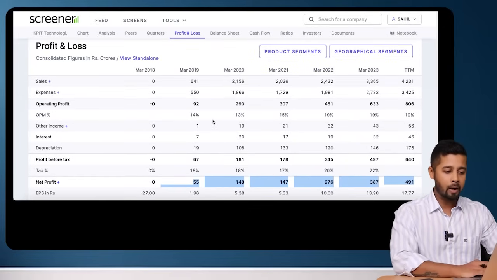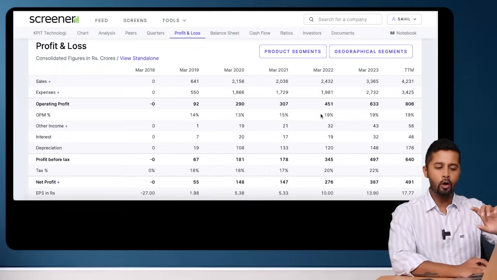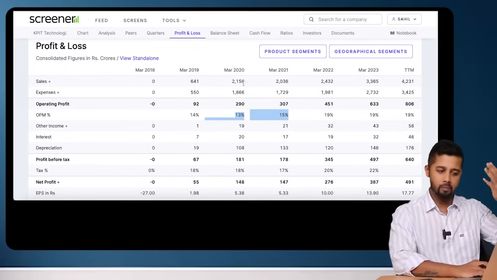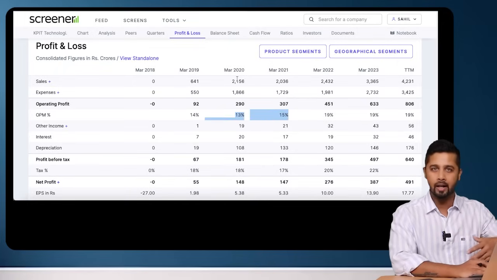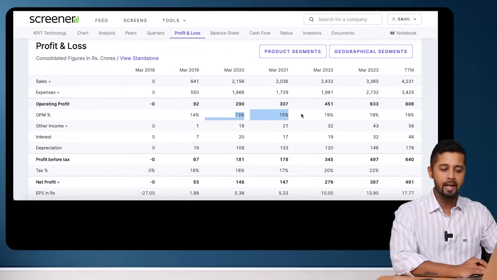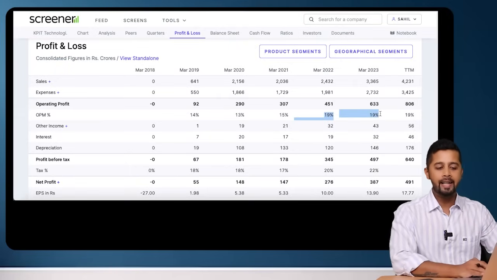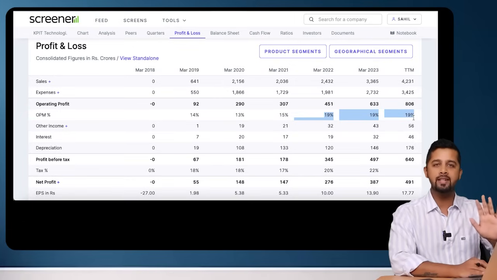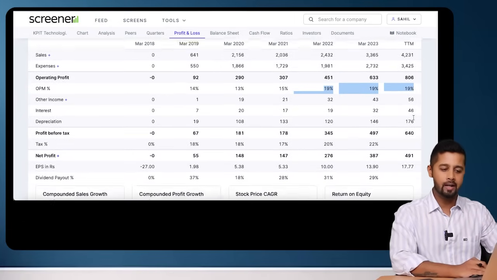And then if you look at margins, 14, 13, of course, during COVID there are exceptions. Companies' net profit, sales, everything went haywire because of COVID, but that is an exception. Net, you clearly see that the margins are also consistent. So, the first parameter is checked.